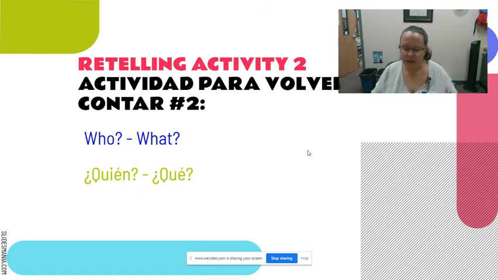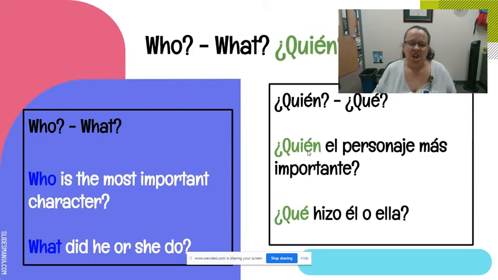Our second strategy is what we're calling the who and what strategy, and it is just exactly like it sounds. You want to stop them on any page of reading, it doesn't matter where, and ask them, who is the most important character and what did they do? This is just questions to ask them. Again, they can respond orally or they can respond in writing.